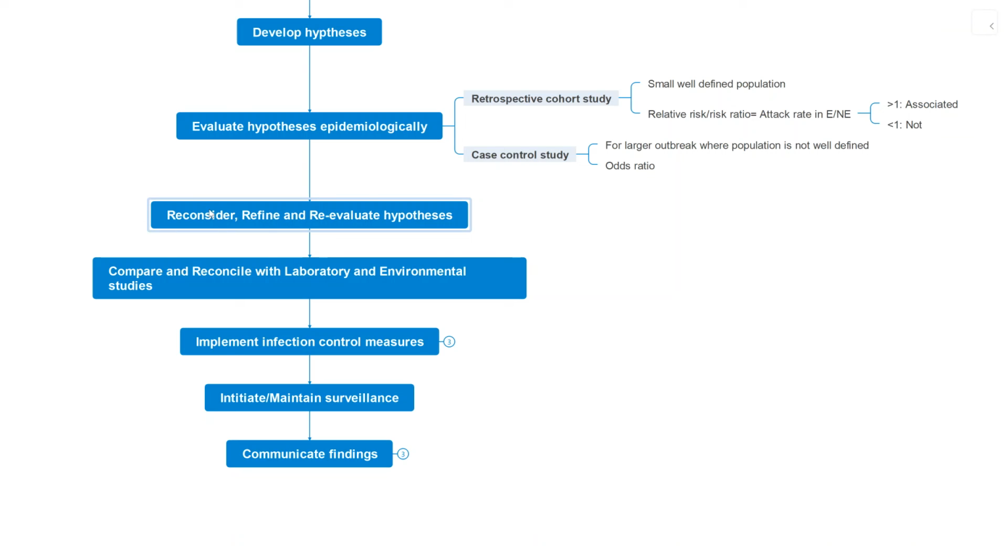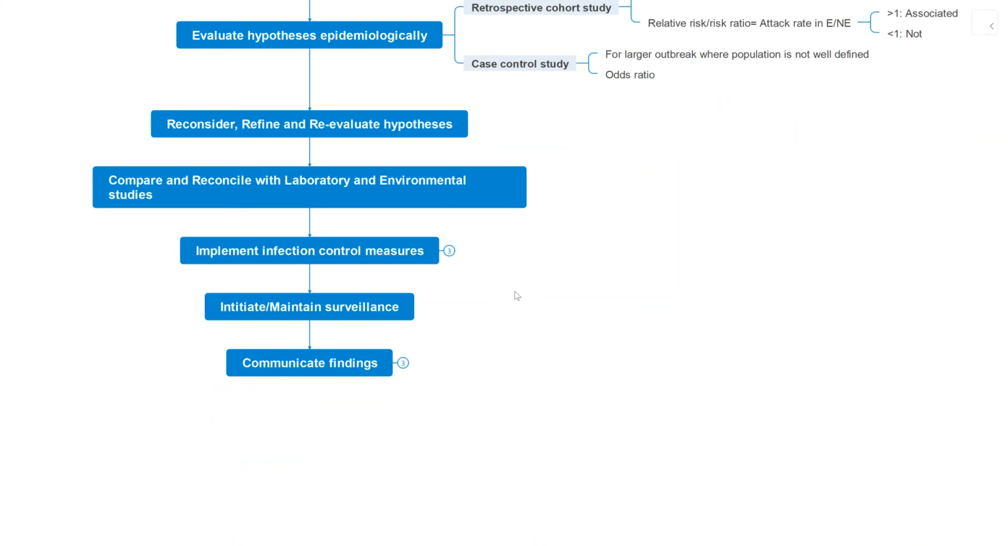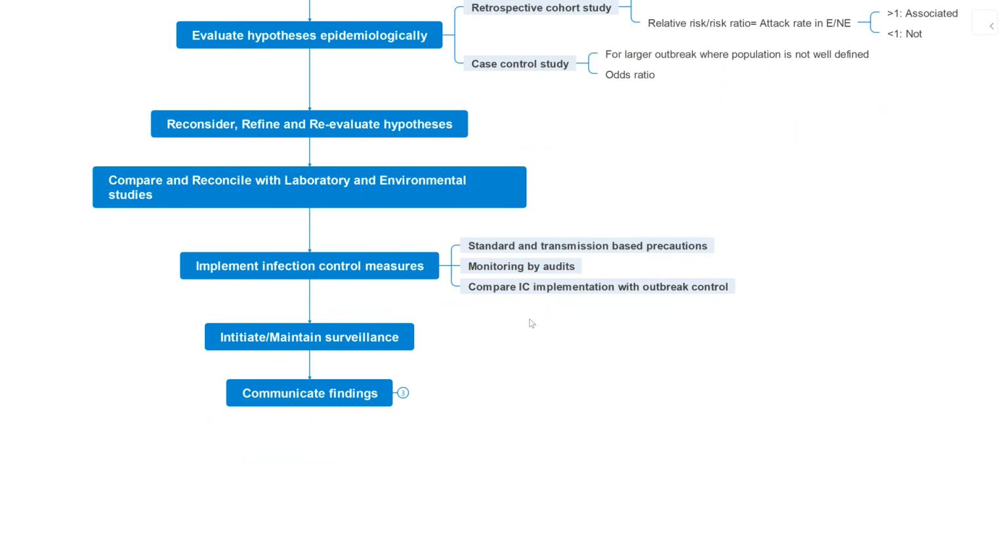For these studies and further details, you can check out our videos on biomedical research, which are available on our YouTube channel. Coming back to the next step, that is reconsider, refine, and reevaluate the hypothesis if needed based on your findings. Compare and reconcile with laboratory and environmental studies, and then implement the necessary infection control measures based on your hypothesis. So all standard and transmission-based precautions as per the disease condition. Monitoring has to be done of all these control measures in the form of audits, and you have to compare your infection control implementation with outbreak control. You have to initiate surveillance as well as maintain it.